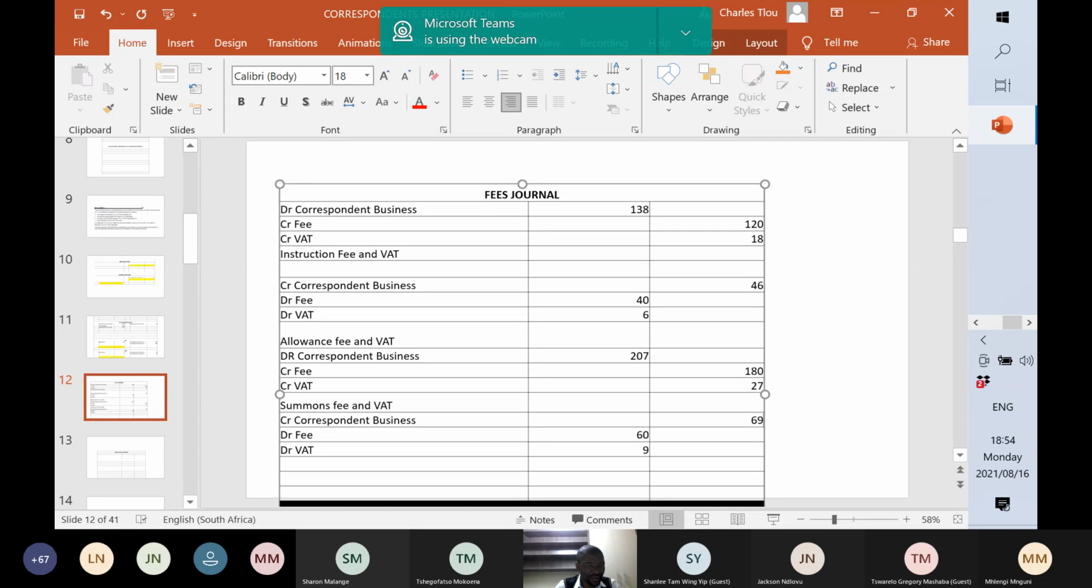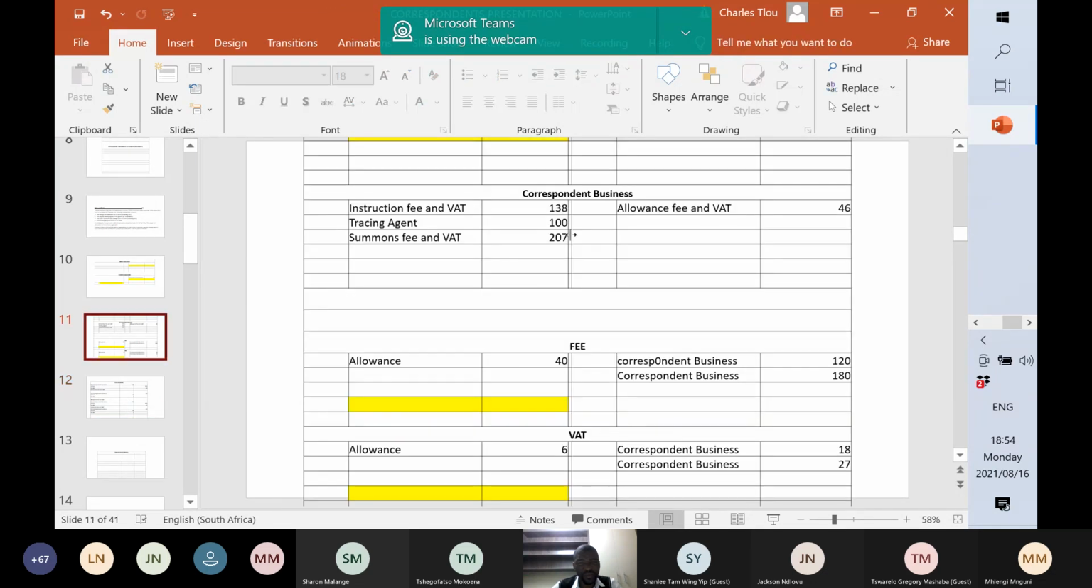And then as it is in that journal, you take it to your ledgers. It says here, credit correspondent business, 69 rand. Let's go to correspondent business and credit. This correspondent business credited this side. Then you say allowance fee. This is 69 rands.